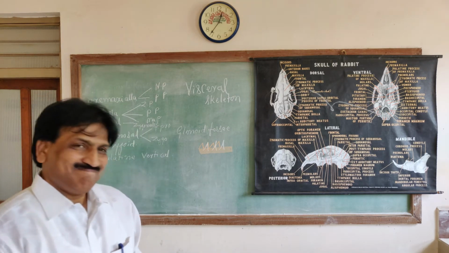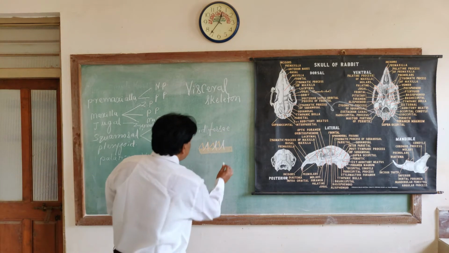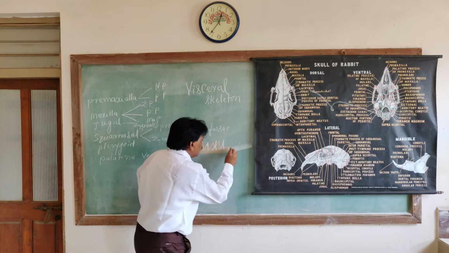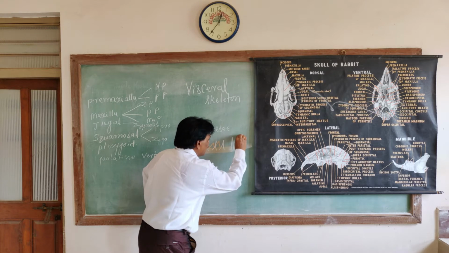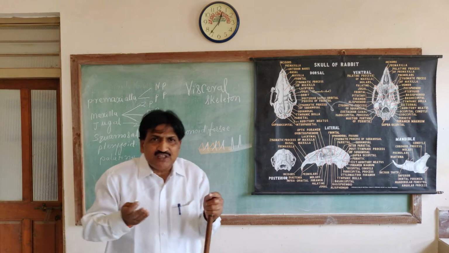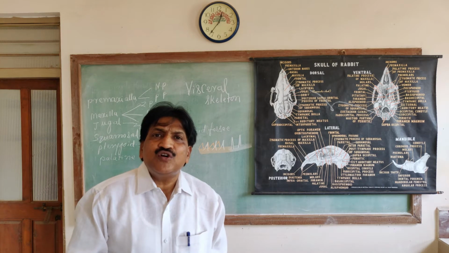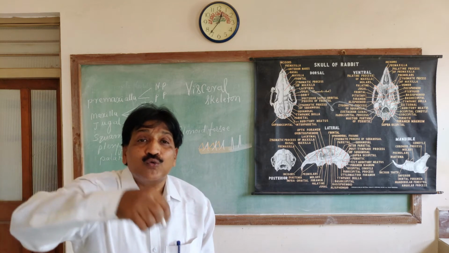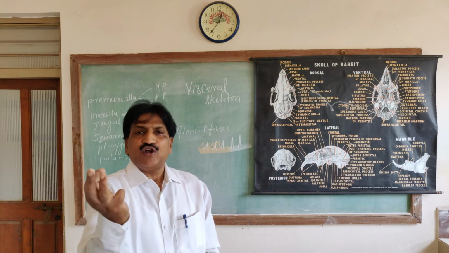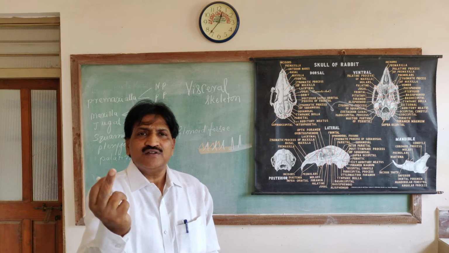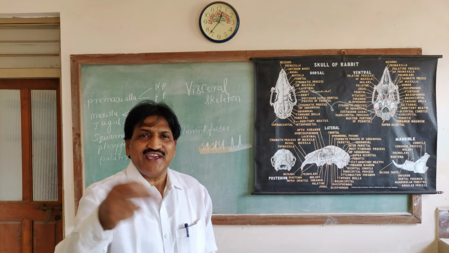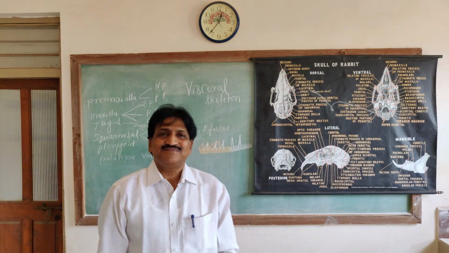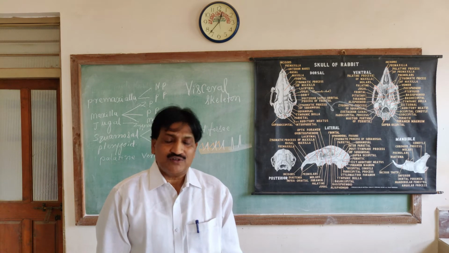Thecodont: for example, this is a jaw bone, and the teeth are rooted. They have a socket. That is called thecodont. They are rooted. So there are acrodont, pleurodont and thecodont. In the case of mammals, the teeth are thecodont.